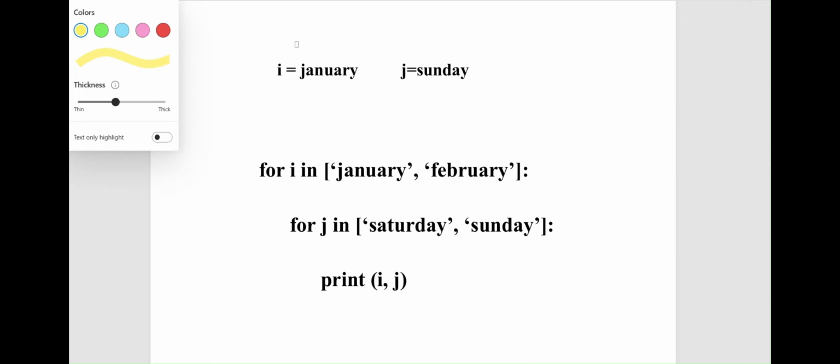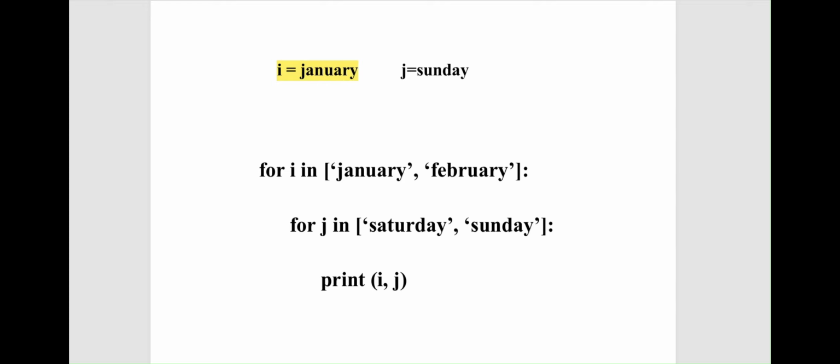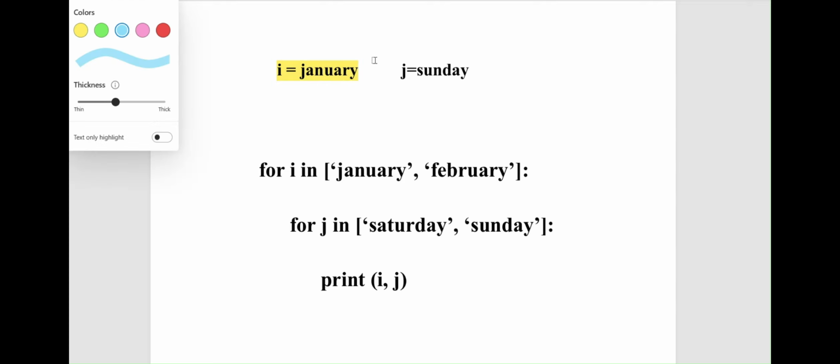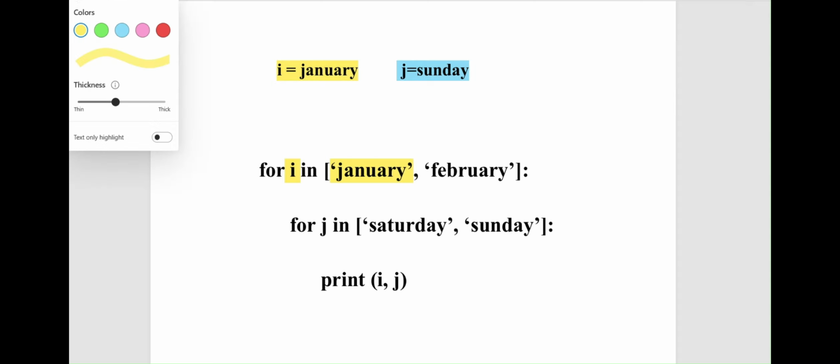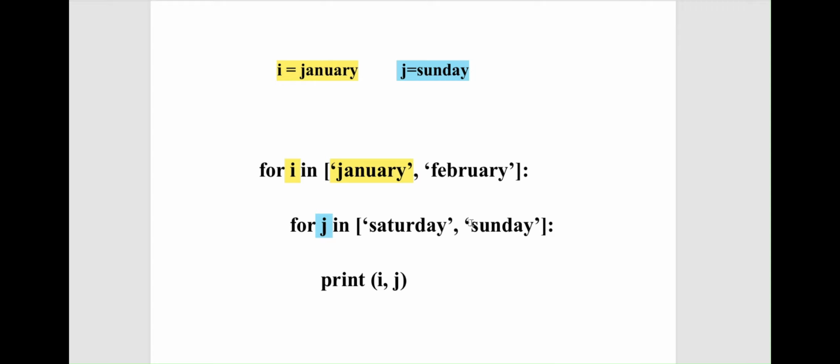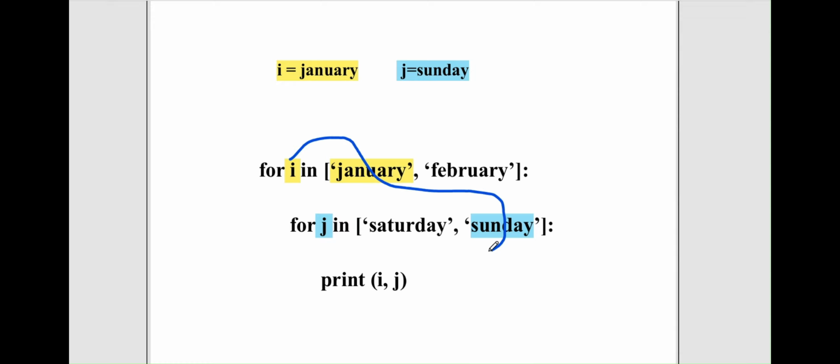When I equals January and J equals Sunday. Still I holds the value January. But now, J holds Sunday. For each value of I, in this case, January, the inner loop will run through all the values in the list Saturday, Sunday.